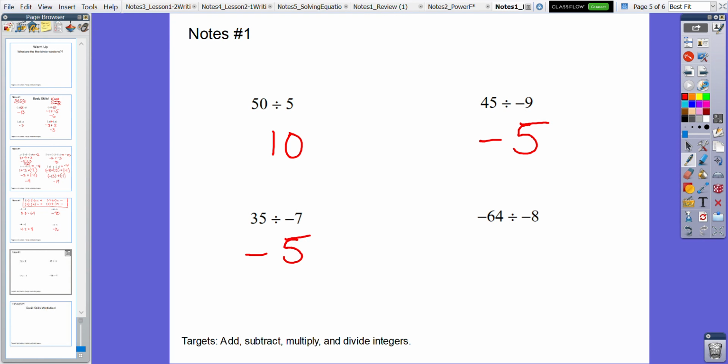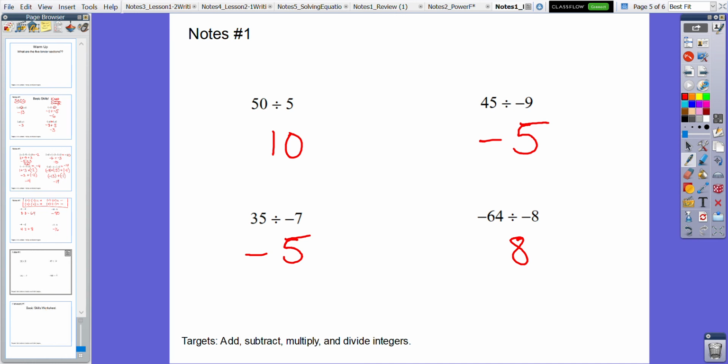Okay, and then the last one, just like we saw in the first few, a negative divided by a negative is going to be the same thing as a negative times a negative, I'm sorry. So two negative numbers divided by each other is going to give me a positive. 64 divided by 8 gives me a positive 8 here.